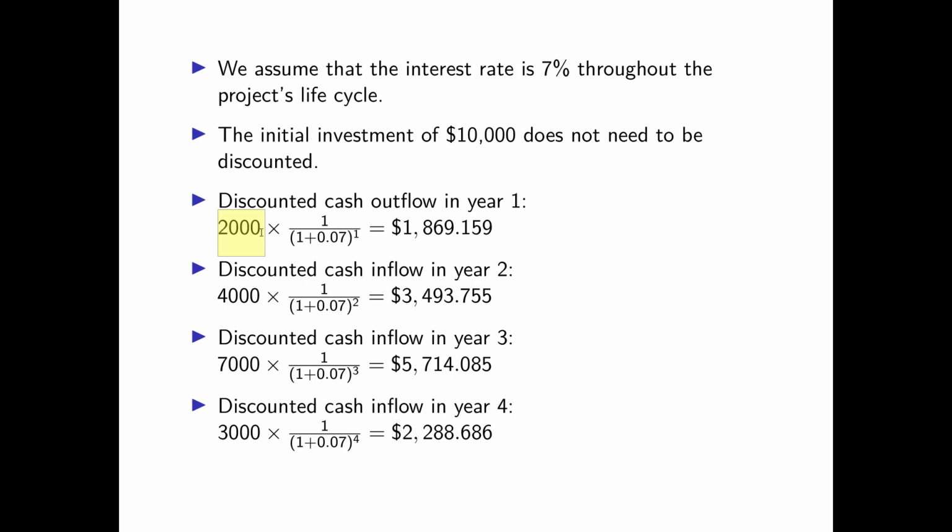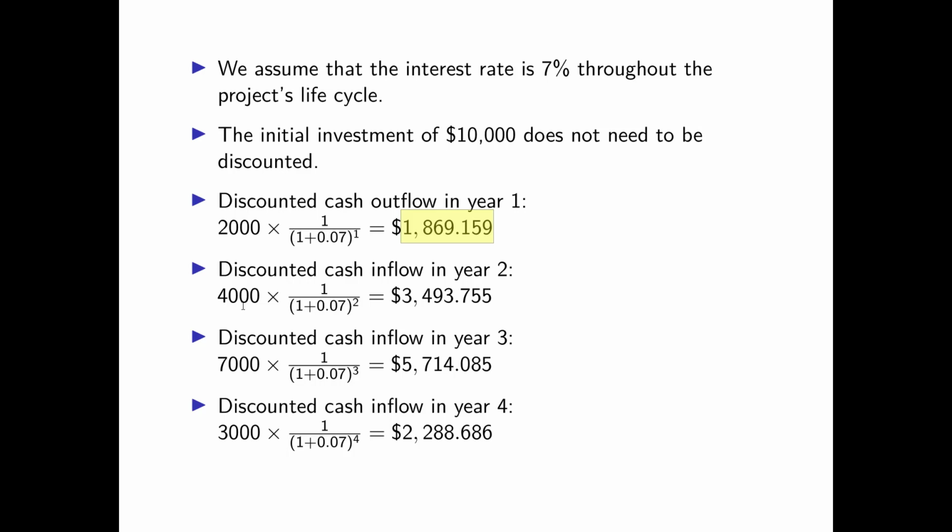So $2,000 in 1 year, given an interest rate of 7%, is equivalent to 1,869 and a few cents, as you can see. All right. So this is the amount that we need to use when conducting our feasibility study.